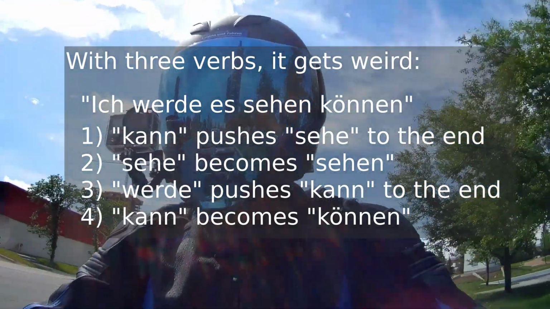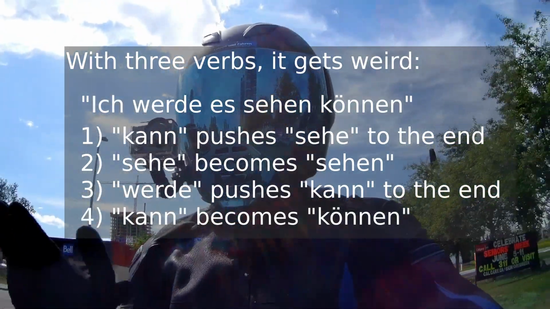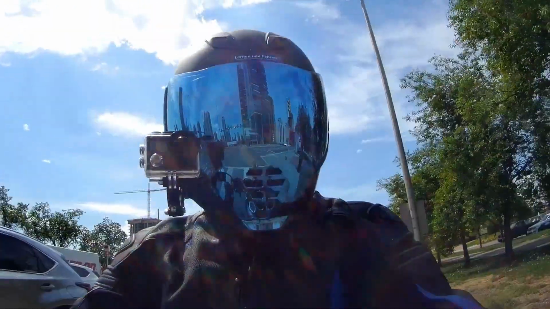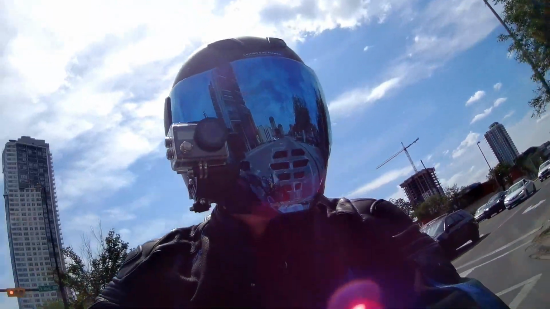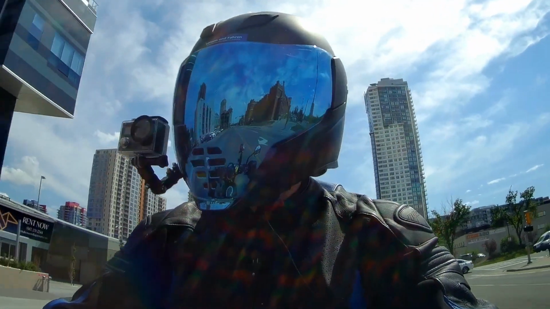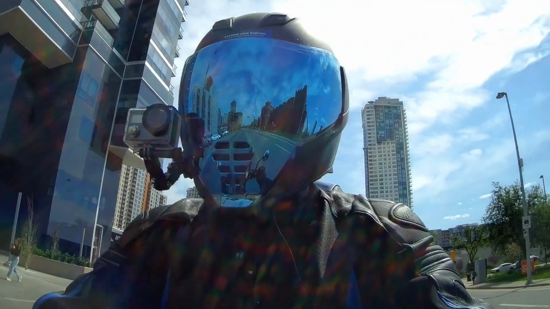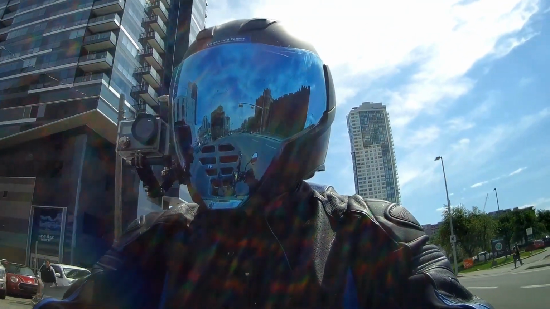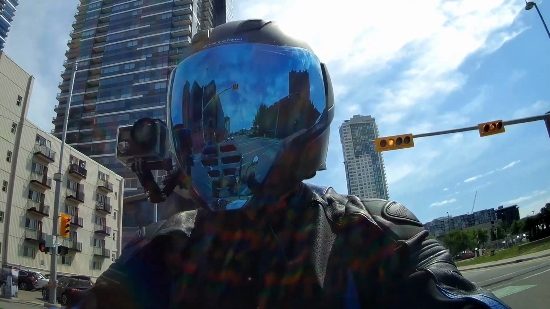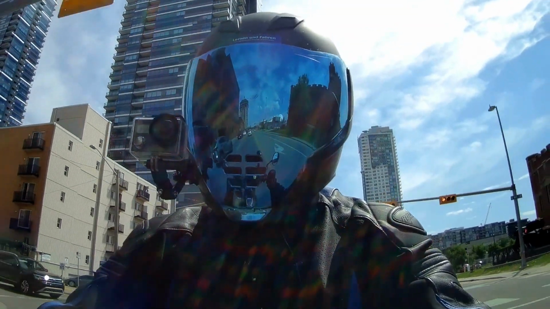So when you see a pile of verbs at the end of a German sentence, you kind of read them right to left. Sehen können is can see or be able to see. Okay, that's very wonky coming from English, but that's okay. You get used to it over time. Now, what happens if I take that sentence and use it as a subordinate clause? There's another kind of verb push that can happen in German.